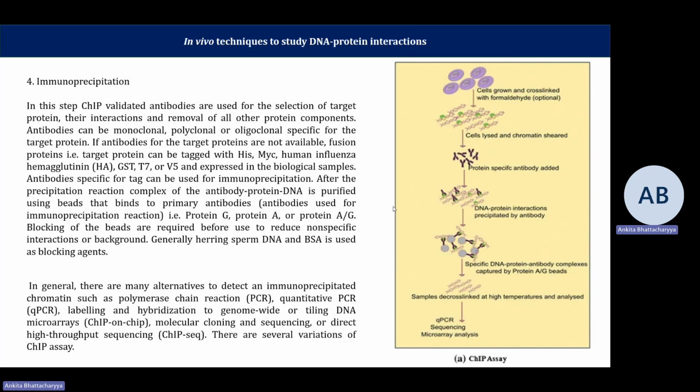Then beads need to be blocked. What is the blocking of beads? Basically, if you have studied Western blotting, this is a much more upgraded version of Western blotting. Whenever you use a membrane, you should always block it. Similar to that, here you have to perform some washes and then you can block it. This blocking usually is performed using salmon sperm DNA, herring sperm DNA, and BSA, bovine serum albumin, which is used as a blocking agent.